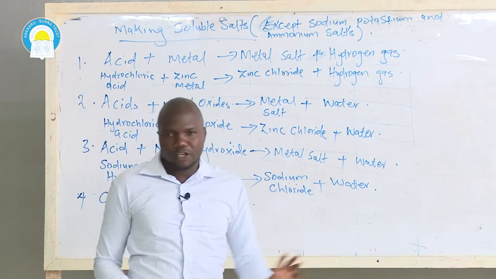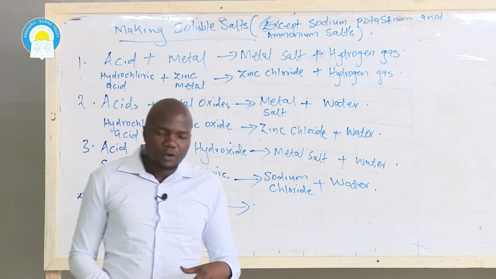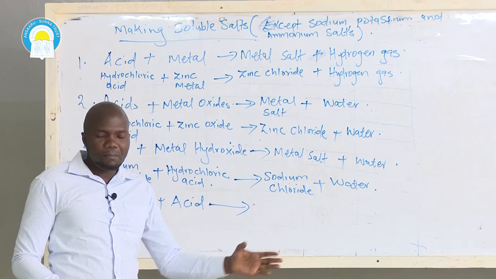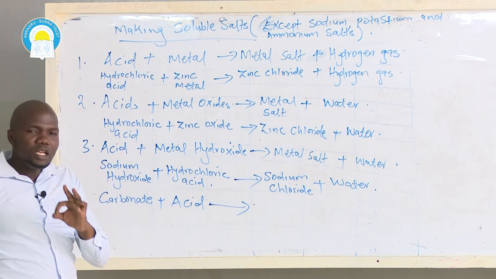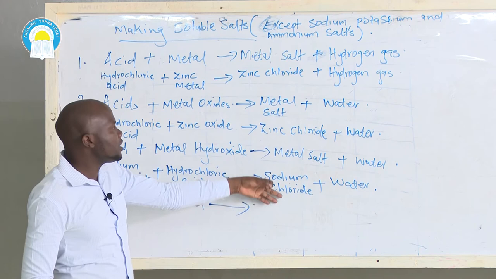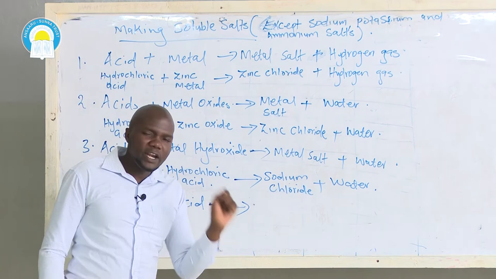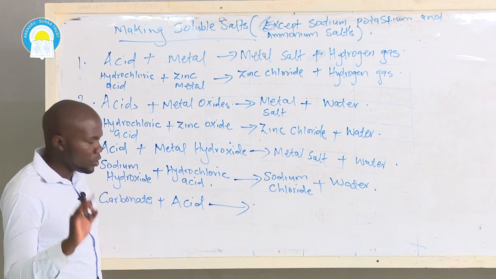we can have sodium hydrogen carbonate, and we can also have calcium carbonate. Whether it is hydrogen carbonate or metal carbonate, so long as it is a carbonate, three products are produced. You can see in the other examples we have been having two products being produced. But when I'm reacting a carbonate and an acid, three products will be formed. Which one and which one and which one?